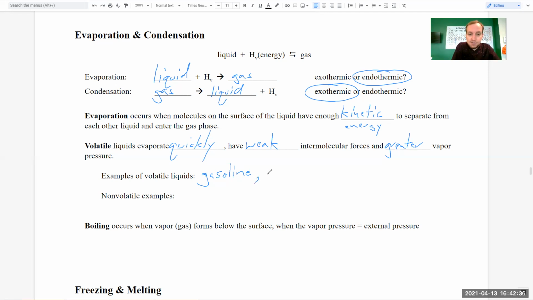Other things are like acetone. You guys all know, for example, fingernail polish remover. That stuff stinks. And the reason why it's so strong is because it's volatile and it evaporates very, very easily, very quickly. A couple other things are some forms of alcohol and chloroform, which has a very distinct scent to it. Okay, those are all very volatile substances that evaporate very quickly.